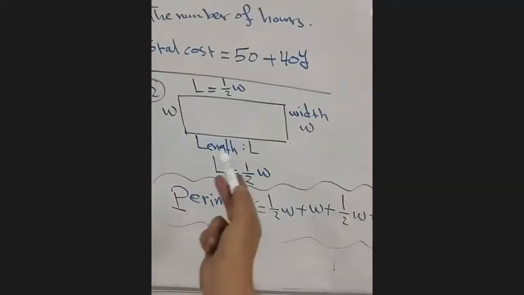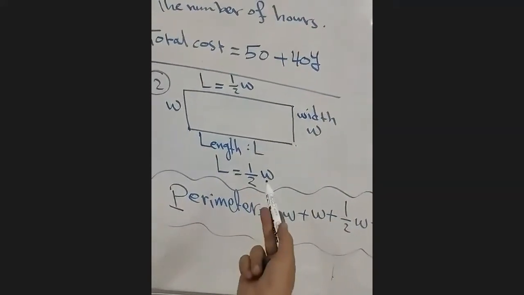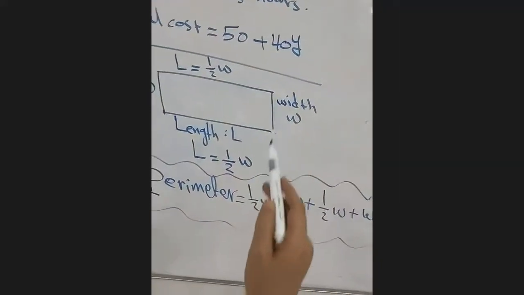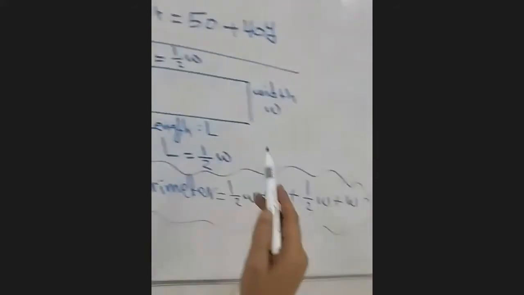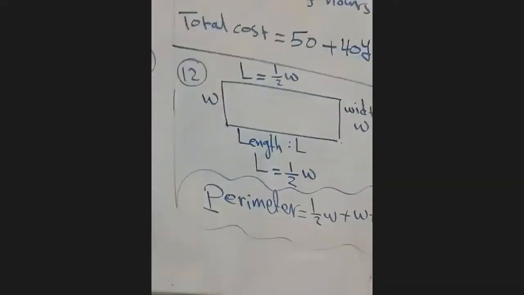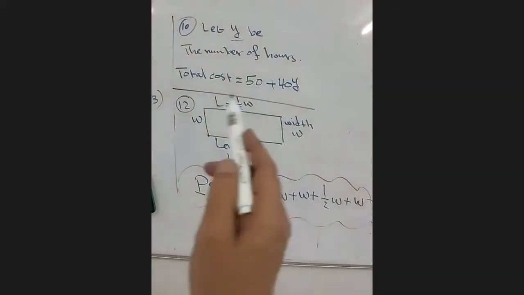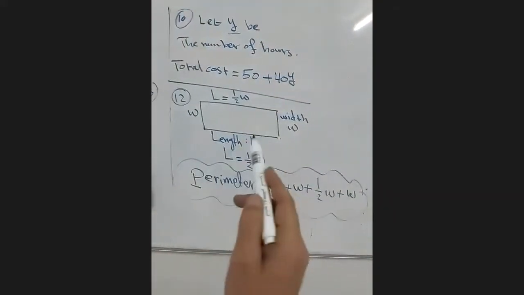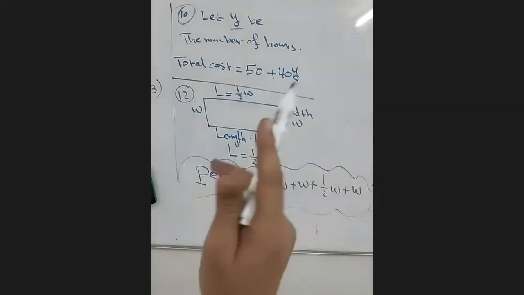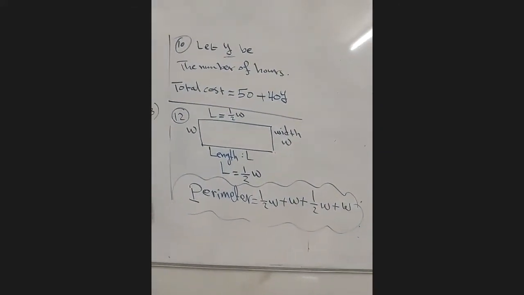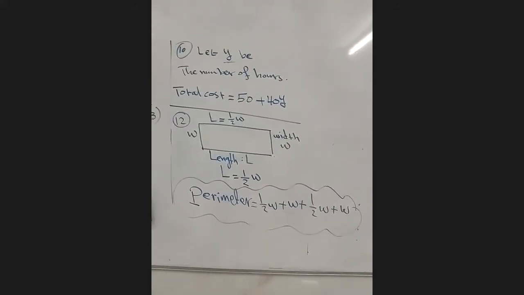Half W, the length. From where do we get half W? From the question, not from me. W is the original. Half W is the length. This is question 12. You need to draw the rectangle, guys, and put these things around it so you understand what I'm talking about here. This is question 12.